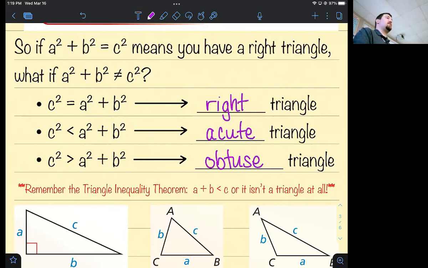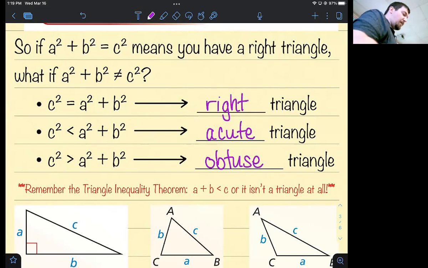Okay, so if your c is too long, I say too long, if it's longer, then what happens to the angle across from it? It widens out, obtuse triangle. Whereas if c squared is little in comparison to the other two sides, then you have an acute triangle. The angle opposite from it is going to be small.